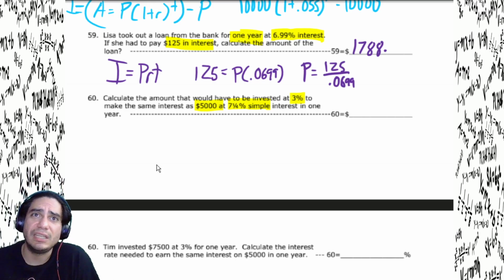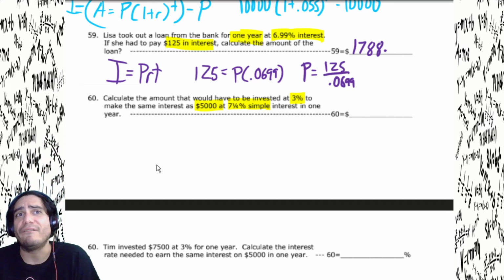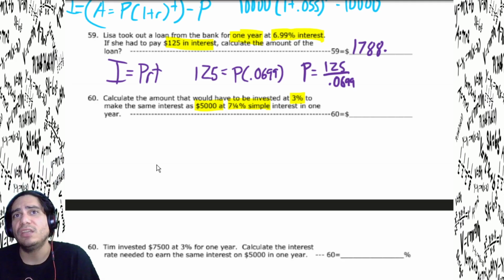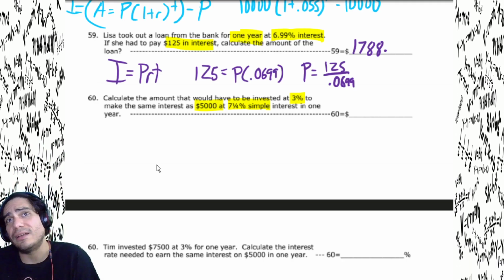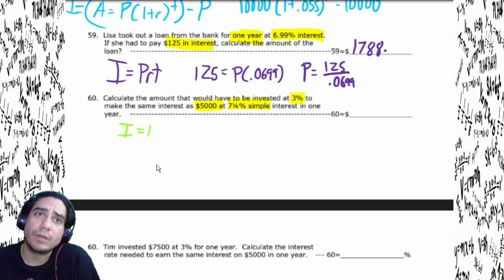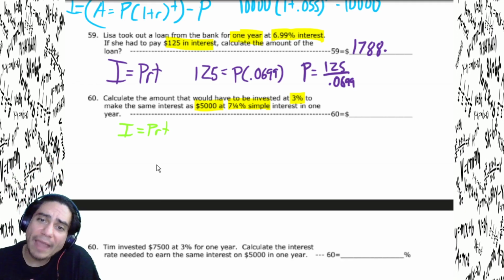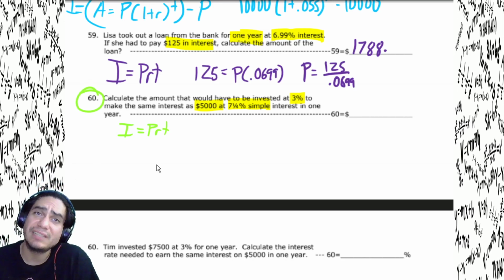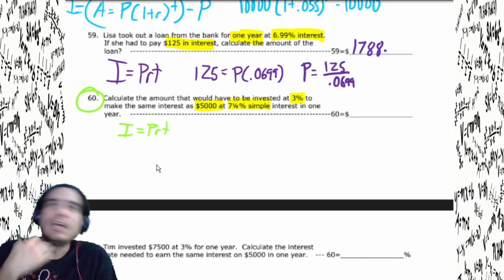Okay, anyways, let's see. We want to make the same interest on $5,000, but we have to hit this 3%. So we're going to have to work forwards through a simple interest problem, and then work backwards. That's why it's a double part. That's why it's problem 60 right here. Notice I haven't gotten into it.